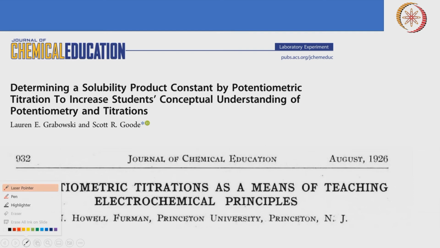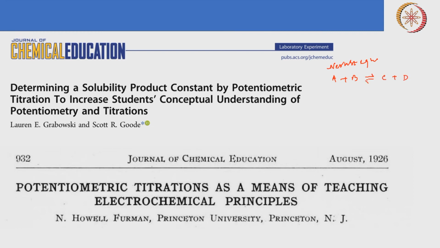Other things I want to tell: the Nernst equation. Suppose A and B are going to C and D, where a molar of A and b molar of B form c molar of C and d molar of D. I think I have discussed this earlier also. Then what will be the Nernst equation? E is equal to E naught, the standard potential.